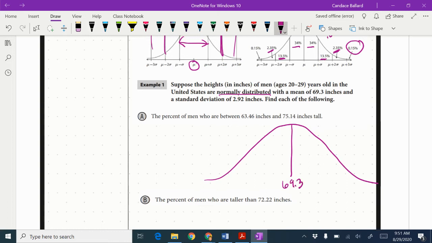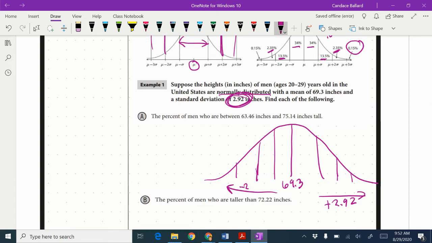Okay, so I draw that in the middle. That's my mean, in inches, and a standard deviation of 2.9 inches. So when I set up my normal curve, I know I've got to go 3 standard deviations in each direction, right? So 1, 2, 3. And then I'm going to keep adding and subtracting on both ways. When I go this way, I'm going to add my standard deviation of 2.92. When I go this way, I'm going to subtract my standard deviation of 2.92.